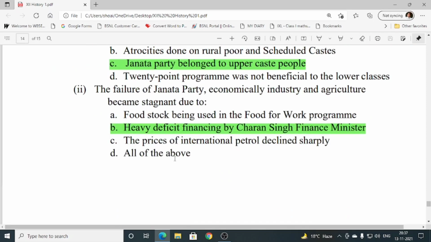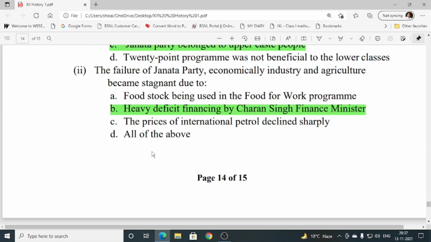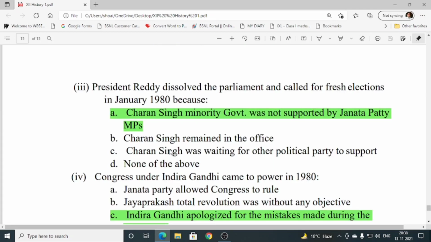Number 2, the failure of Janta Party, economically, industrially, and agriculturally became stagnant due to B, heavy deficit financing by Charan Singh, finance minister. Then 3, President Reddy dissolved the parliament and called for fresh elections in 1980 because A, Charan Singh's minority government was not supported by Janta Party MPs. Janta Party was an amalgamation of all the different ideological parties. That is why Charan Singh's government was in minority and he did not get the support. A is the correct one.